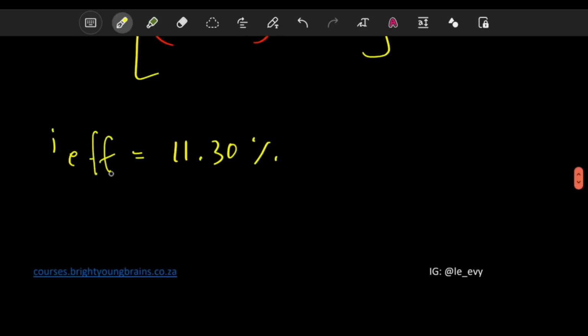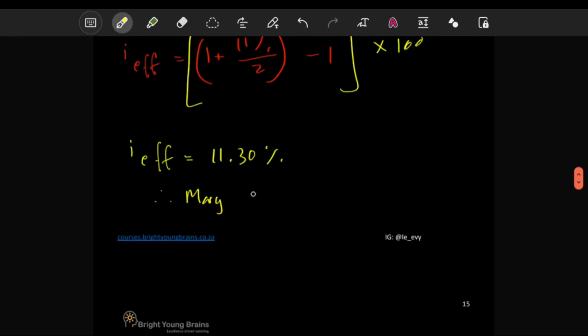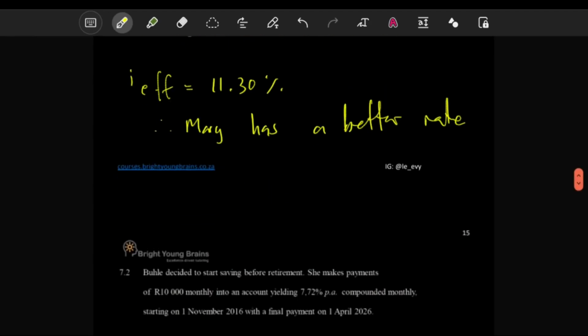And clearly, therefore, Sarah has a higher investment here. So Sarah or Mary? No, it's Mary, because Mary has 11.42. This one is for Sarah, you see. So Mary has a better investment. Let's just say Mary has a better rate. That is that for that question.